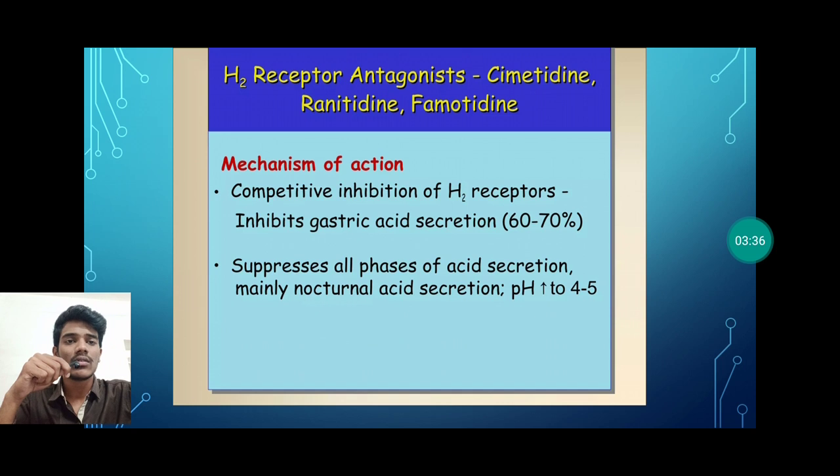Now, the drugs. H2 receptor antagonists. It includes cimetidine, ranitidine, famotidine. Its mechanism of action is that it directly blocks the H2 receptor and inhibits gastric acid secretion. These drugs directly bind with the H2 receptor and thereby histamine cannot bind to its original receptor, and they suppress all phases of acid secretion, mainly nocturnal acid secretion.